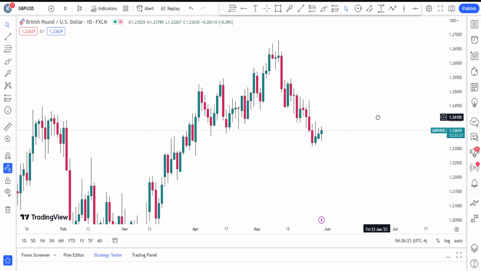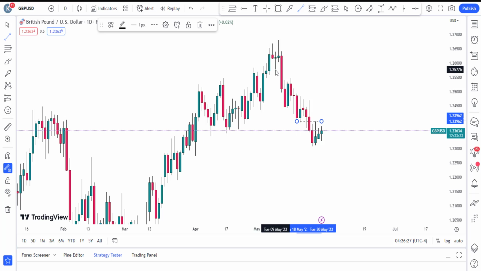So look at this, a simple break of structure after a complete shift in market structure here, what you can call a change of character. But I would like to just mark this place as my change of character because I can see these struggles here.